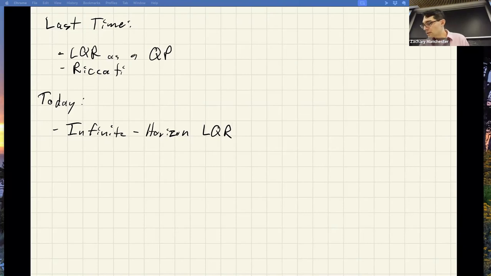Then, again cleaning up some loose ends on the LQR story, we're going to talk about this idea of controllability. Has anyone heard of this before in a linear systems class? We'll talk about that a little bit.